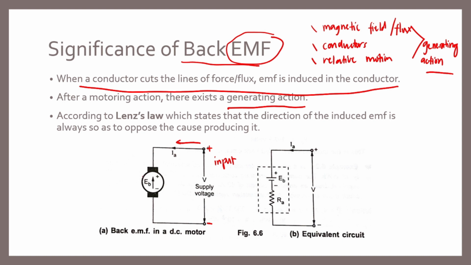Then, remember, based on the statement of back EMF, an EMF is produced in the armature. But based on Lenz's law, which states that the direction of the induced EMF is always so as to oppose the cause producing it, the direction of your back EMF is opposite to the direction of your input voltage. So if the input voltage is going in one direction, the back EMF is going in the opposite direction. Okay? So that is the significance of back EMF.